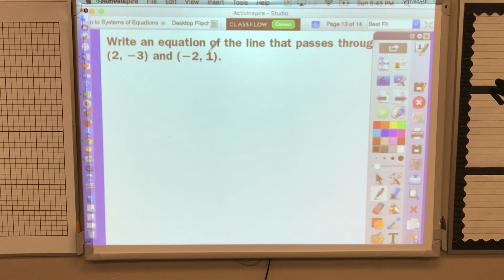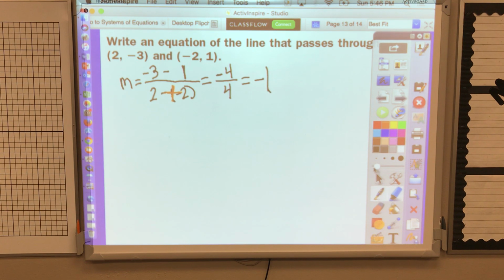Okay, so write an equation of a line that passes through (2, -3) and (-2, 1). So I need to find m, and I again need to find b. m is y minus y over x minus x. First ordered pair, -3 is y, 2 is x. Formula subtraction, second ordered pair, y is 1, x is -2. So -3 minus 1 gives me a -4 on the top. On the bottom, I have that double negative, so it's really an addition problem. So 2 plus 2 is 4, and this time this simplifies to a slope of -1.